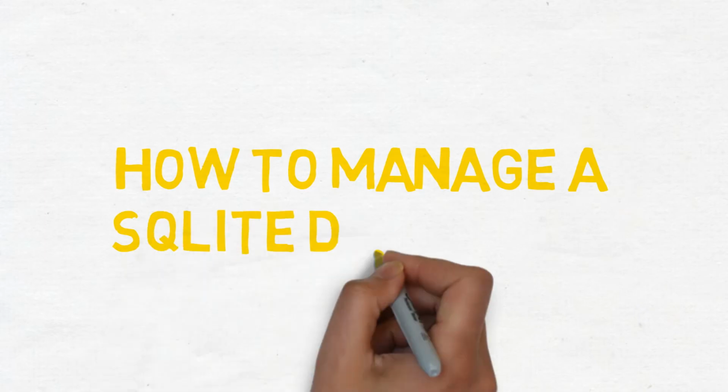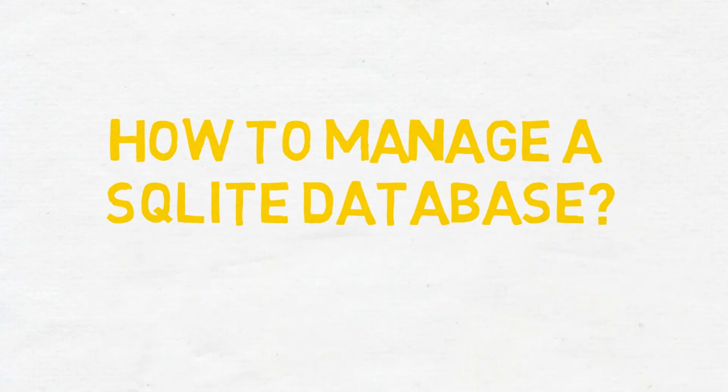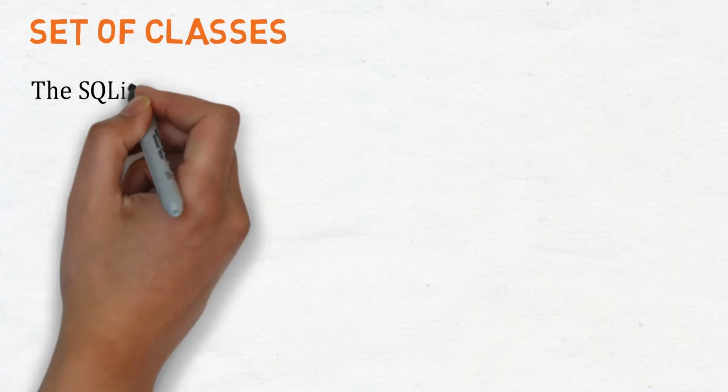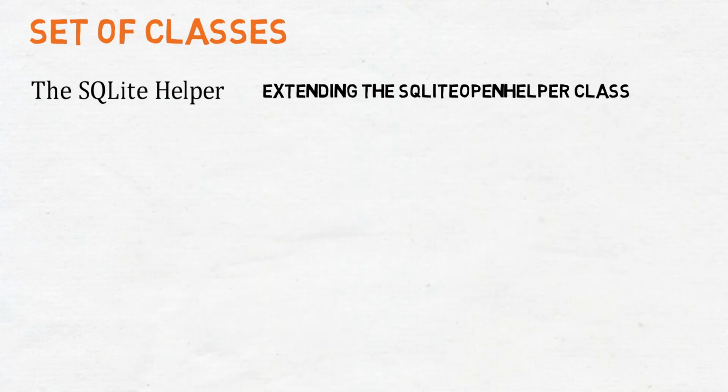Now the question is how to manage a SQLite database. Android uses a set of classes that allows you to manage a SQLite database. There are three types of objects that do the bulk of this work. The SQLite helper. You create a SQLite helper by extending the SQLite Open Helper class. This enables you to create and manage databases.